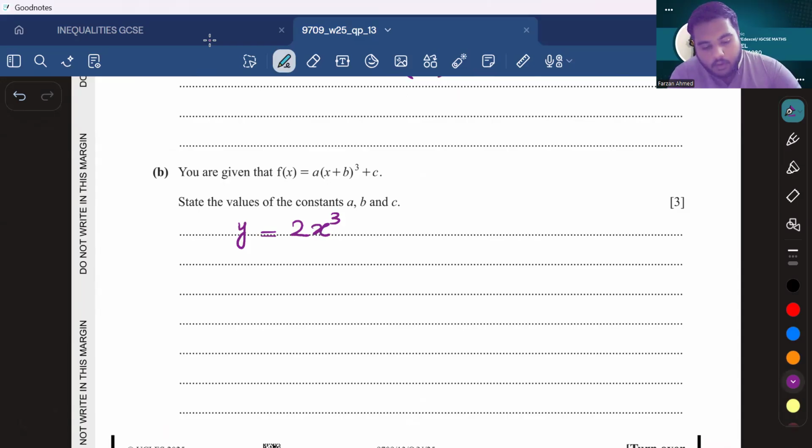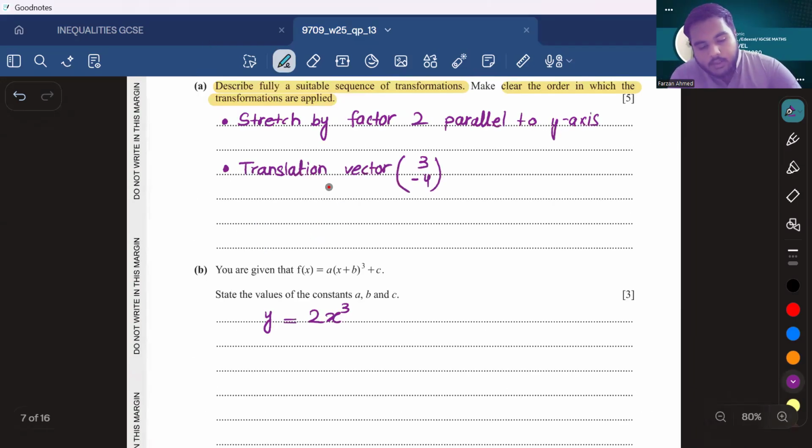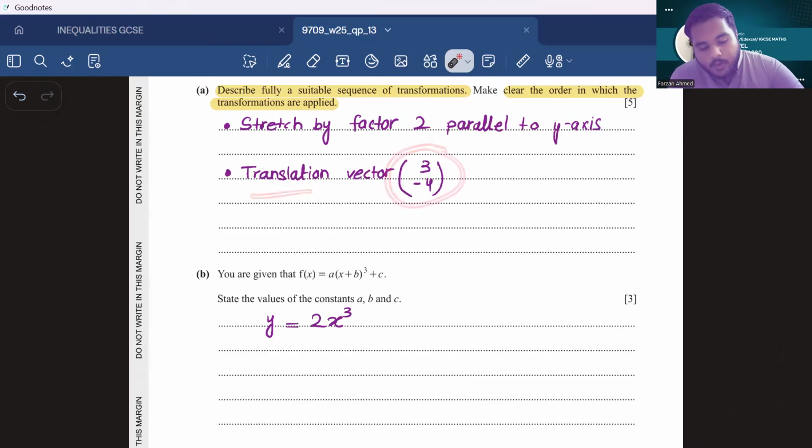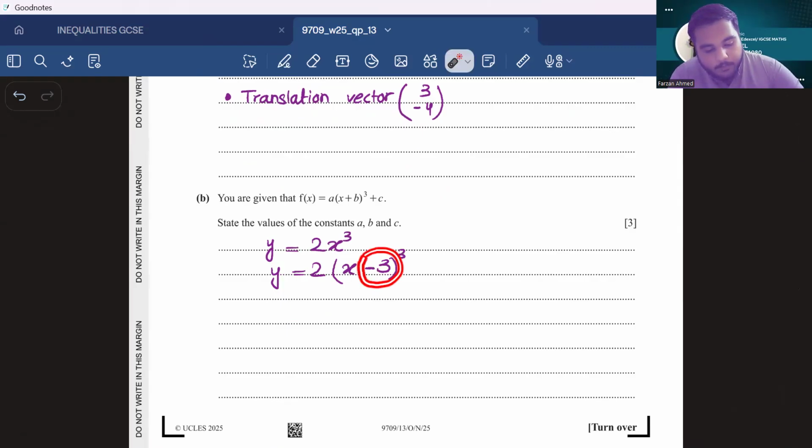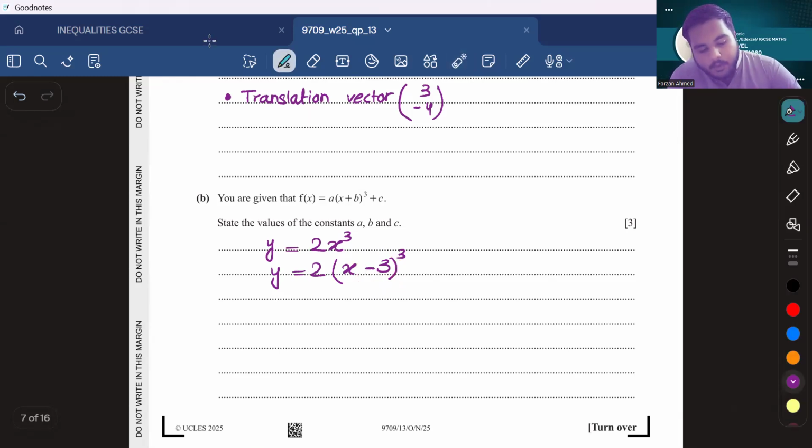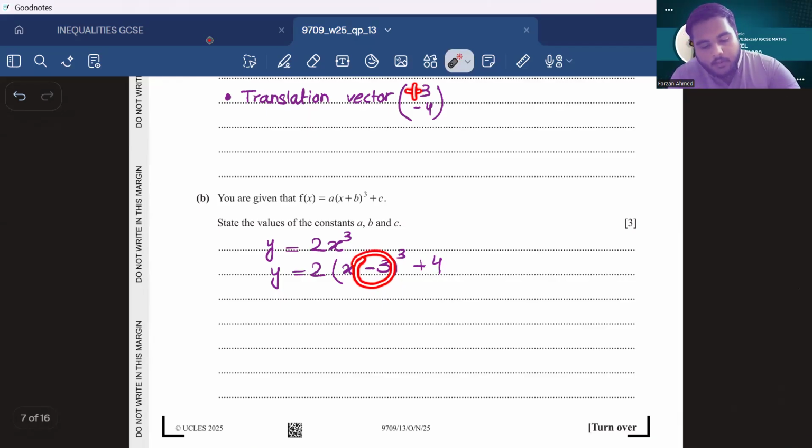Now we will use this translation vector. So we have +3. So y equals 2(x - 3) cubed. This has been done inside the bracket. And what will be the outside? Outside will be positive. Why? Because here it is positive. So when we put it in the bracket, it will be negative, and outside it is positive.